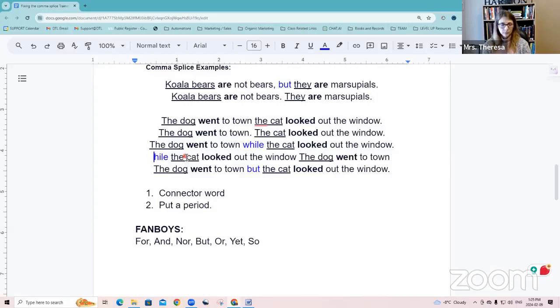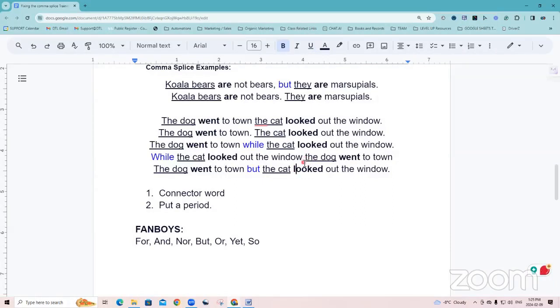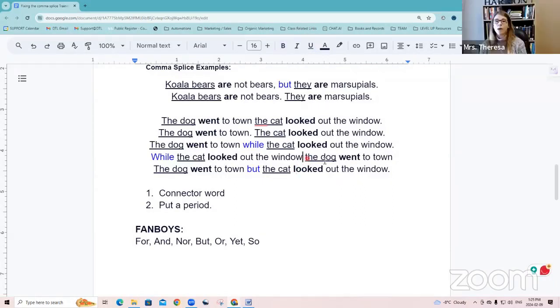Change this to a capital. While the cat looked out the window, the dog went to town. Does that make sense? It does. It makes perfect sense. But now, here's the trick, comma here. That's tricky. All right. So then we need a comma because we have changed our sentence around.